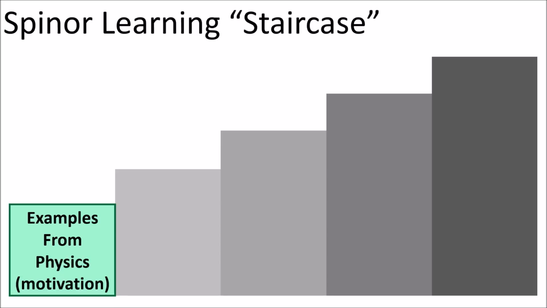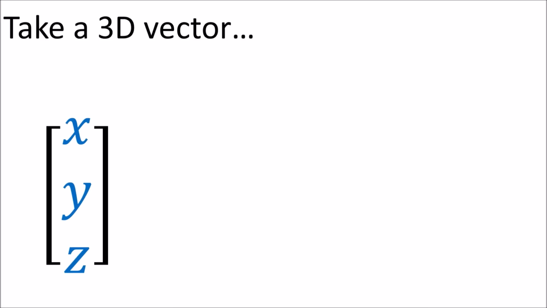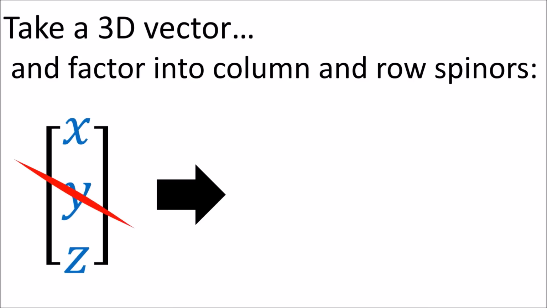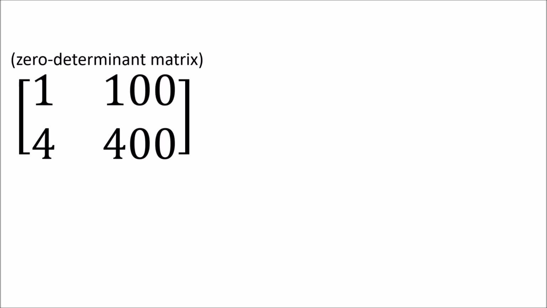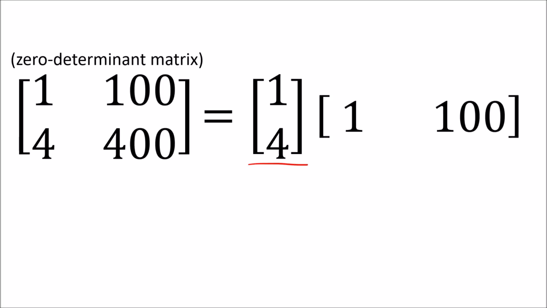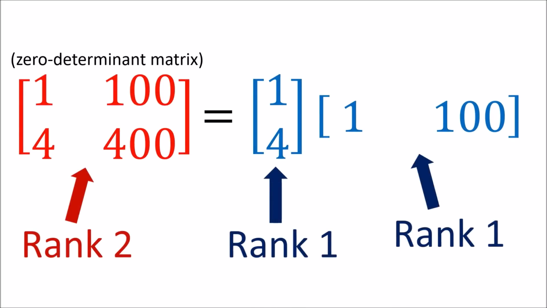Now that we have some motivation from physics, the next step is to discuss spinors from a purely mathematical point of view. Here we learn that spinors are like the square roots of vectors. This means that we can take a 3D vector and use a special trick to factor it into a column spinor and a row spinor. With a matrix, which is a rank 2 tensor, we can sometimes factor the matrix into a column vector and a row vector, which are both rank 1 tensors.